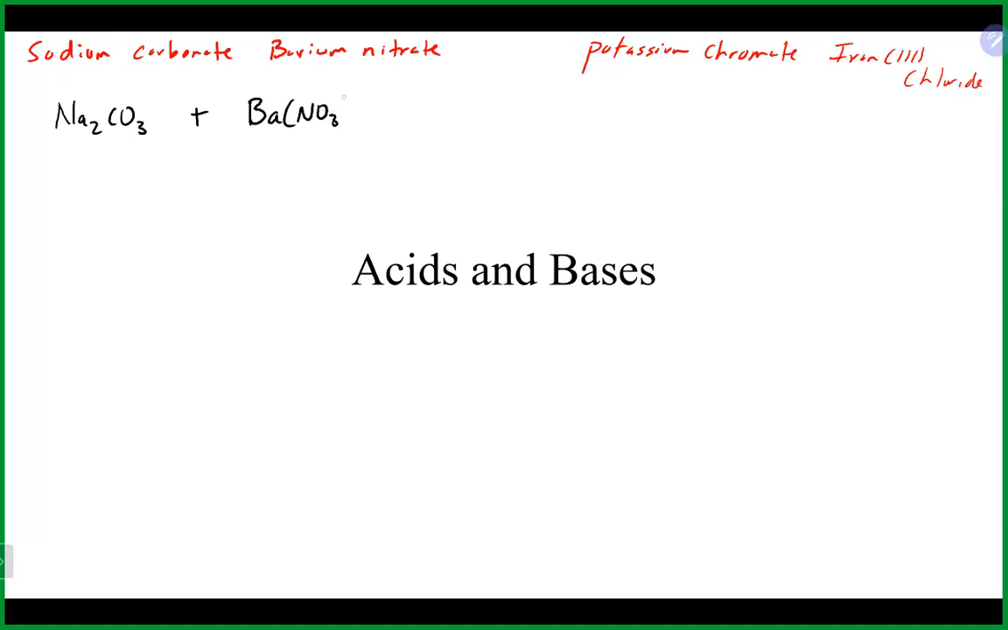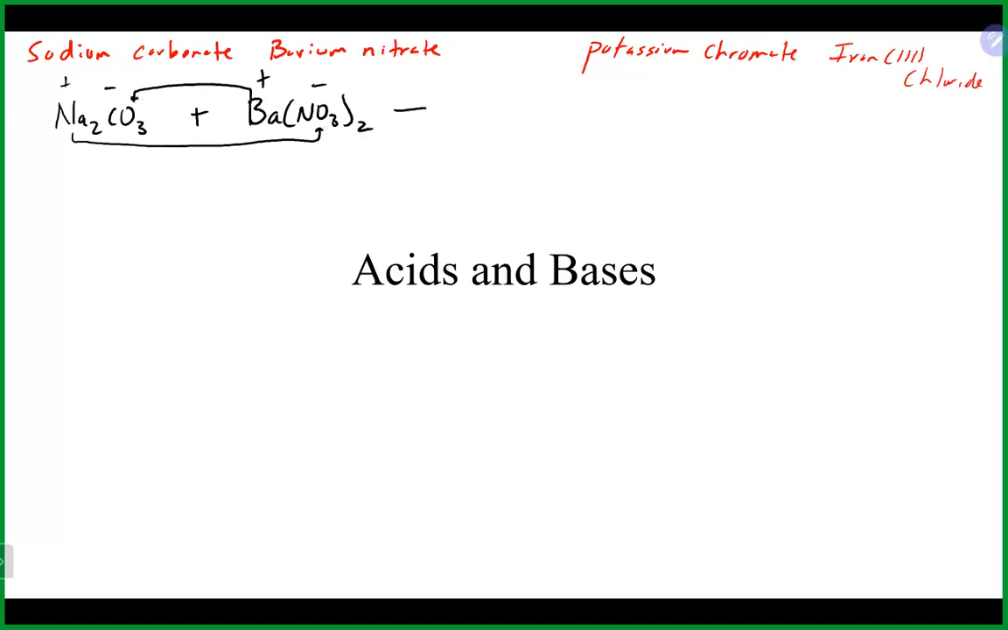which should give us barium nitrate like so. Any questions on that? We should also be able to recognize at this point that these are two ionic compounds. So that's a positive negative, positive negative, which means it's going to be a double displacement reaction, which means the positive sodium is going to hook up with the nitrate in this case.